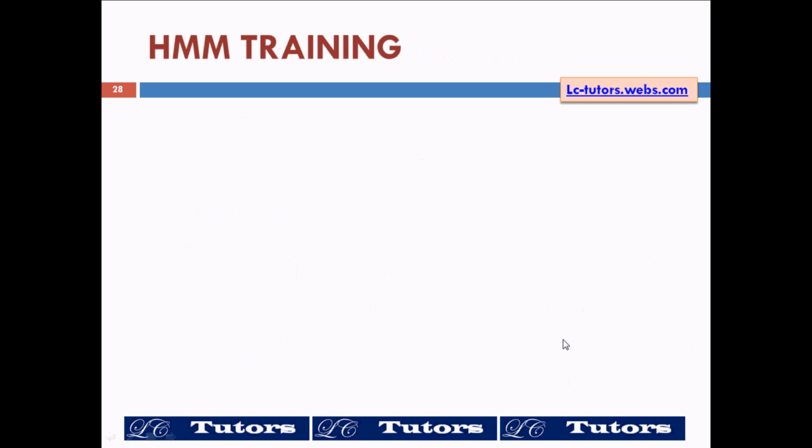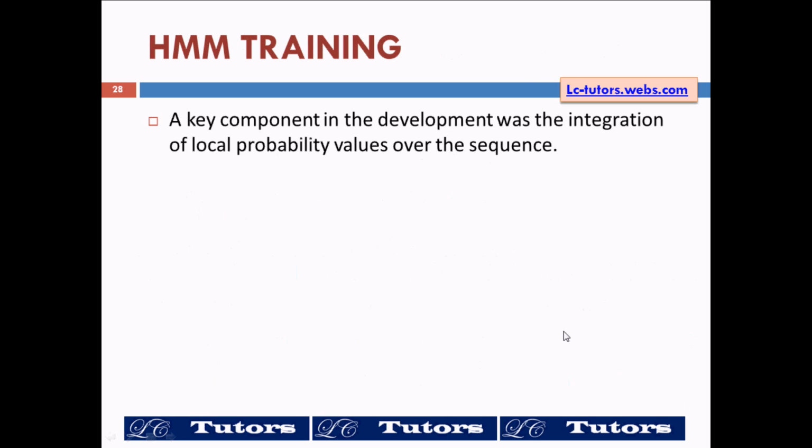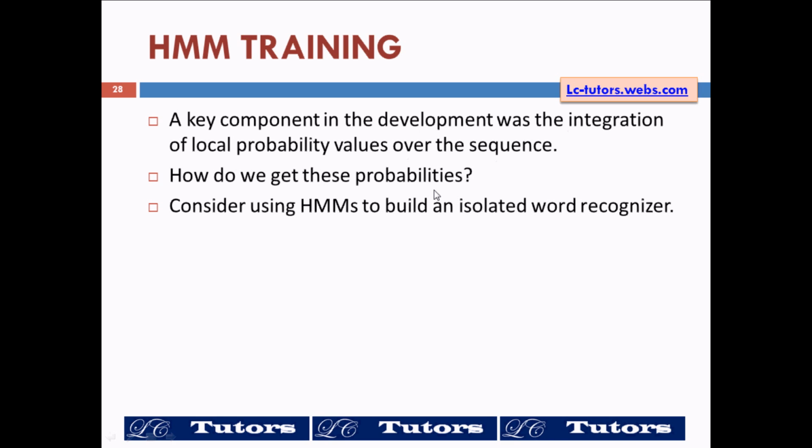And actually this is just for a simple word, but it can build up to a word recognizer, an isolated word recognizer. That means the key component in the development was the integration of local probability values over the sequences. How do we get these probabilities? Consider using HMMs to build an isolated word recognizer.